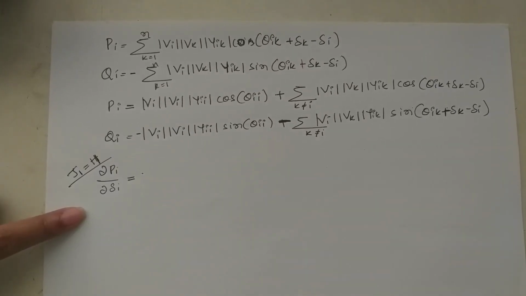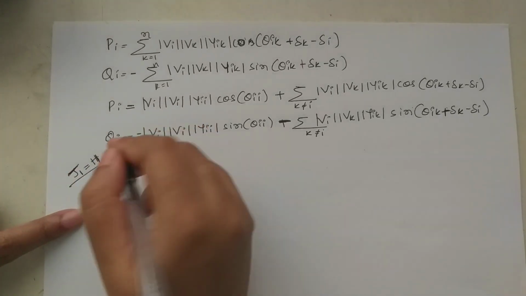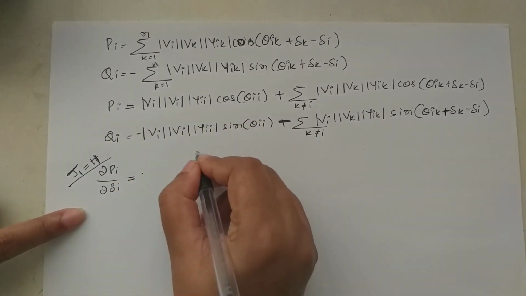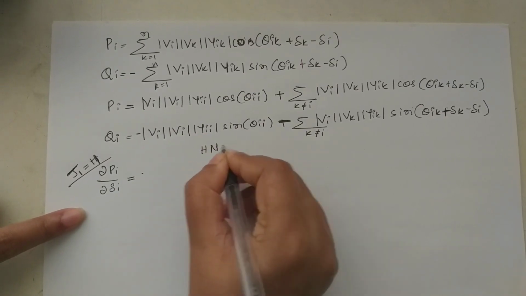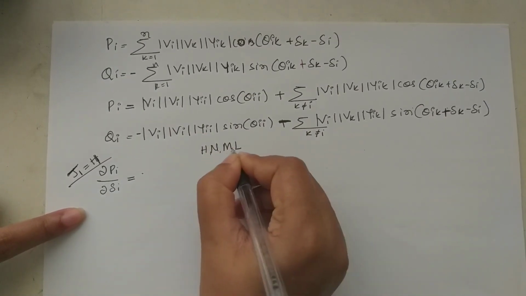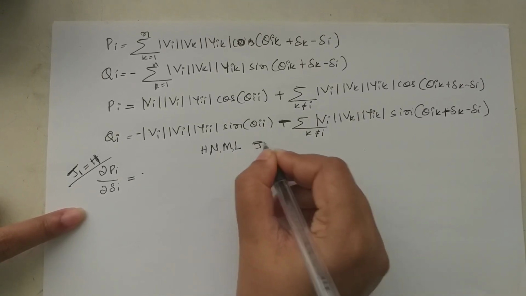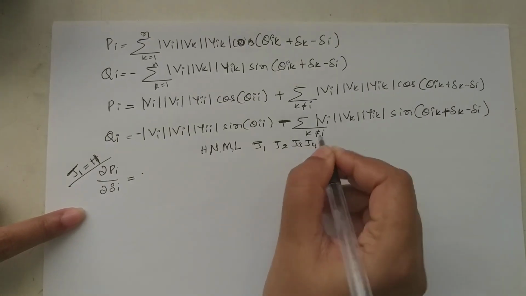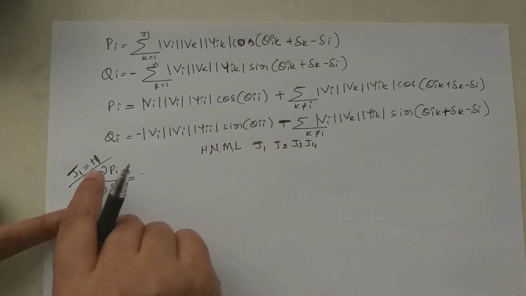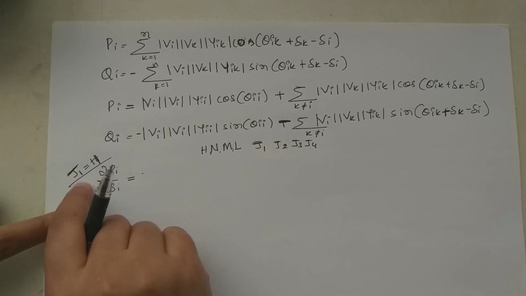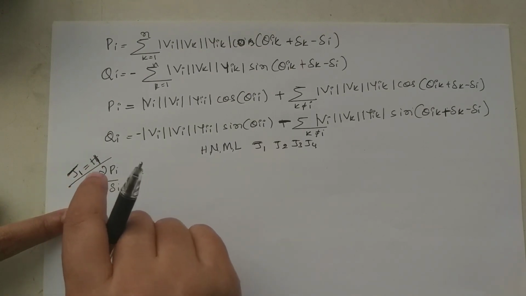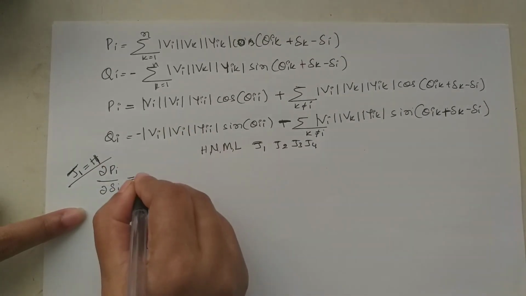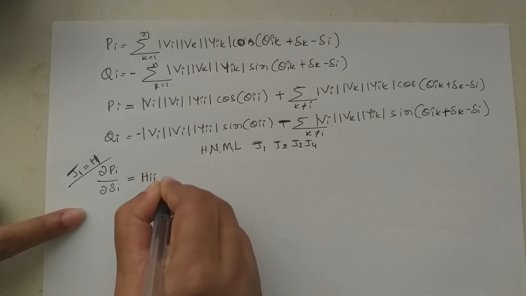Let us calculate the submatrix elements. The submatrices are J1, J2, J3, J4, which are also called H, N, M, L matrices. Here J1 is a submatrix which has off diagonal elements as well as diagonal elements. Let us calculate the diagonal element, which can be indicated by Hii.